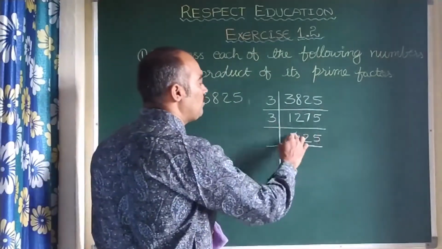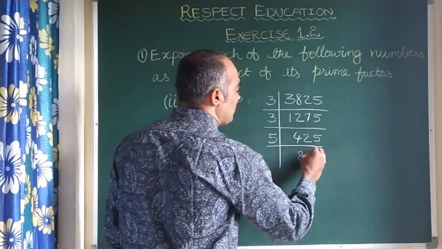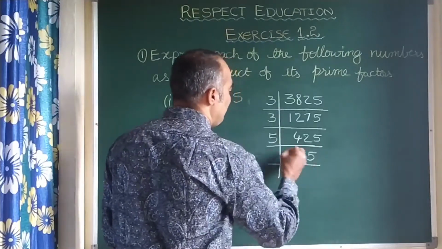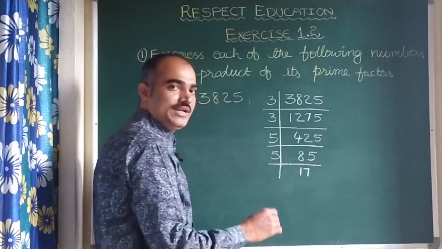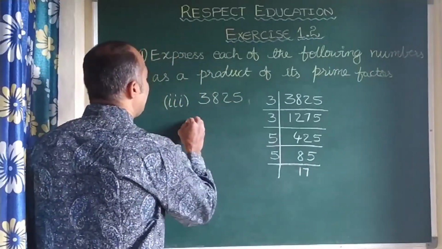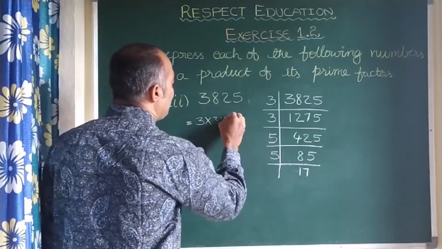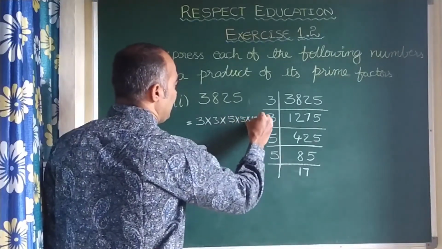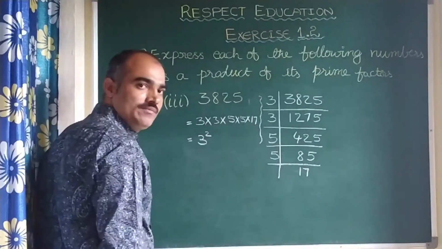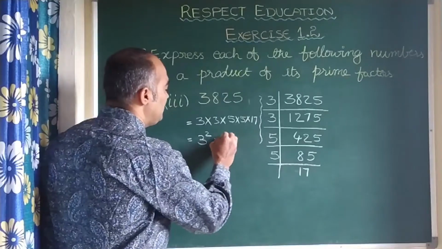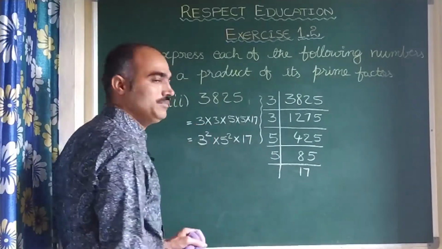Now here this number can't be divided by 3. So we'll go for the next number, that is 5, right? 5 8s are 40, then 25, so it is 5 5s. Now again we can try with 5, so 5 17s are 85. Since 17 is a prime number, we can stop doing further. So here 3825 can be written as 3 into 3, 3 into 3, 5 into 5 into 17, right? So this can be expressed as 3 into 3 is 3 square and 5 into 5 is 5 square into 17. So this is the answer for this bit.